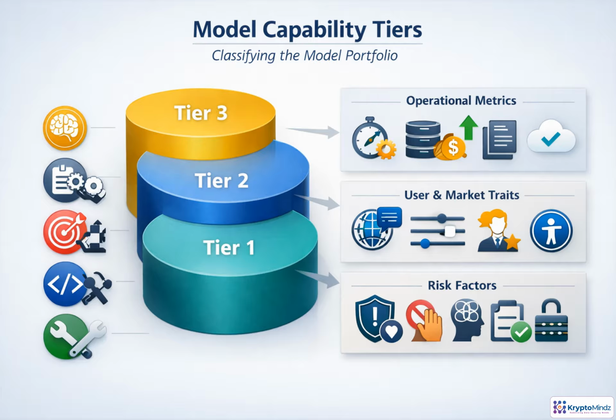A useful model portfolio is more than a list of available models. It is a capability map. Each tier should show what a model is good at, where it is weak, and what trade-offs it creates. Start with core capabilities like reasoning, instruction following, domain accuracy, coding, and tool use. Then add operating constraints: latency, throughput, cost, context length, and availability. Finally, account for market fit and risk, including multilingual quality, tone control, personalization, accessibility, safety behavior, hallucination tendency, compliance, and data handling. Routing becomes systematic when every model is compared on the same dimensions.